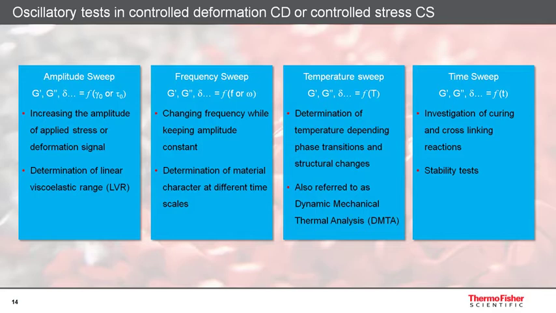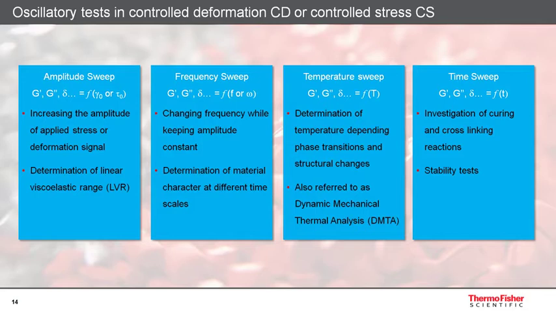In a frequency sweep test, the amplitude of the excitation signal is kept constant while the frequency of the signal is either increasing or decreasing. Frequency sweeps are used to investigate the viscoelastic behavior of a material at different timescales.